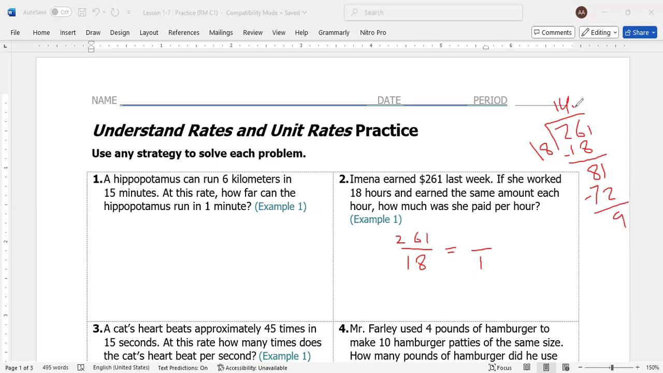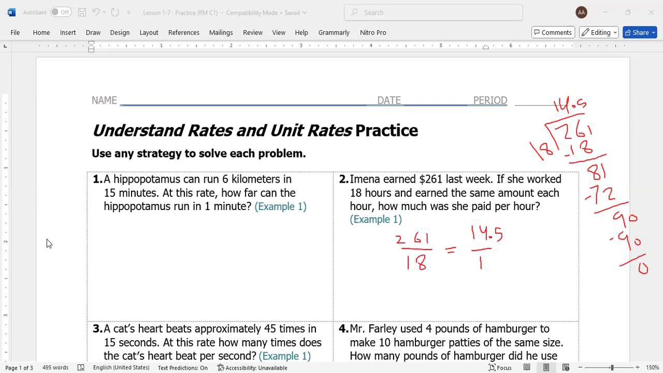So for this one, I will put here a decimal. The decimal will give me a 0. It will become 90. So 18 times 5 is 90. 90 minus 90 will be 0. It means she is earning 14.5 per hour. Why am I writing 1 in the denominator? Just to show you that in 1 hour she earned $14.5.